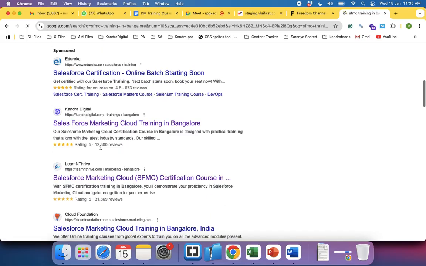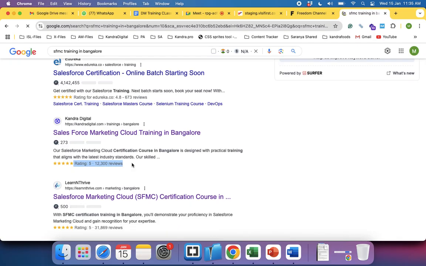These are all paid. I'm not speaking about paid. Yeah, organic. Look at this. Rich snippets. So you will have everything in this document very clearly with examples and screenshots.